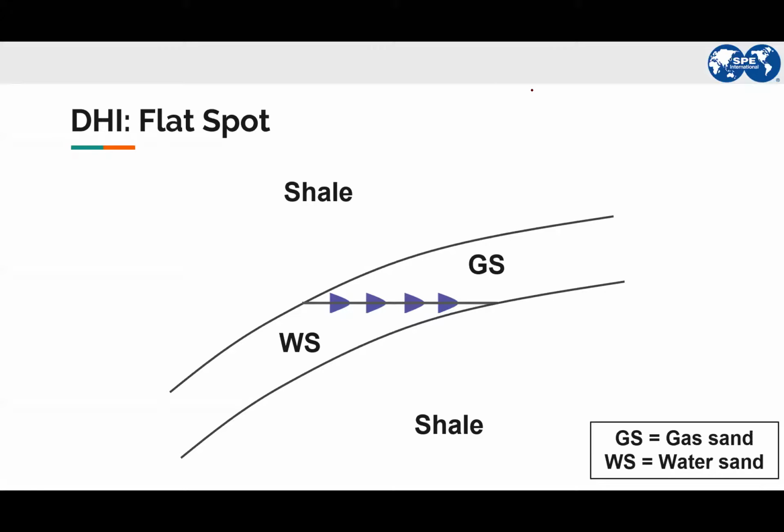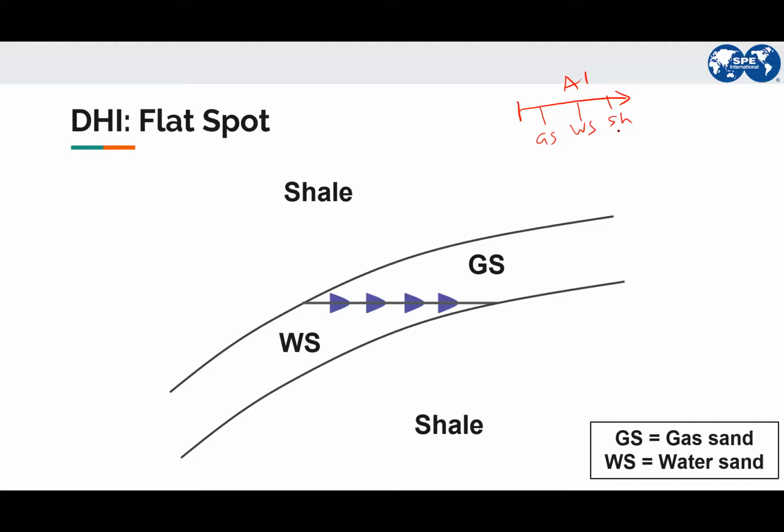So if I had an axis here for AI, right? Let's say here is shale having the highest AI. Here is water sand having the medium AI. And here is gas sand having the lowest AI.